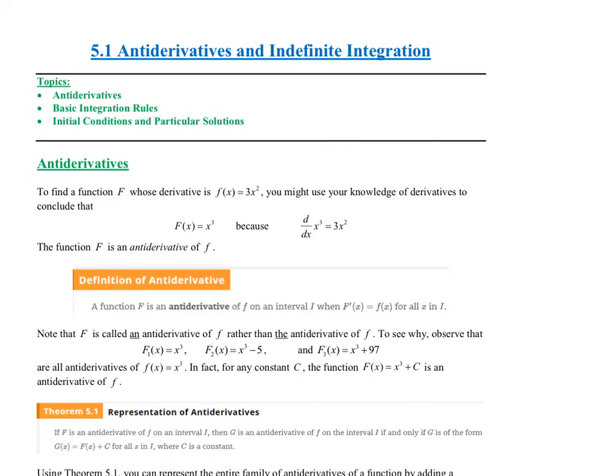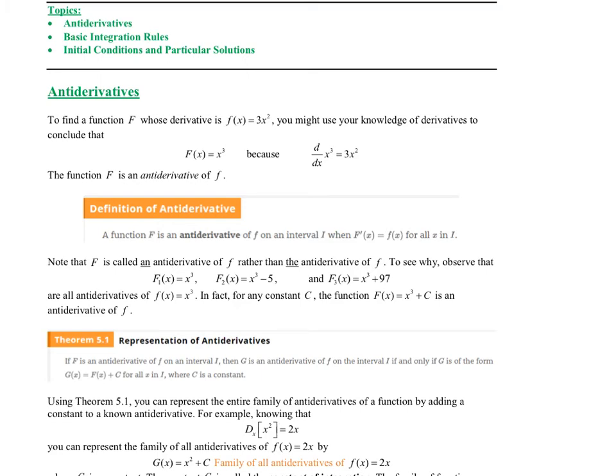It says, note that capital F, the parent function, is called an antiderivative of f rather than the antiderivative of f. To see why, observe this. And so what it's saying is there can be more than one parent function. For instance, we just observed that the derivative of x cubed is 3x squared, but what we're saying is that is no longer unique. Consider the function x cubed minus 5. That is also a parent function, where you take the derivative of x cubed minus 5, you still get 3x squared, so that would still be a parent function, right?